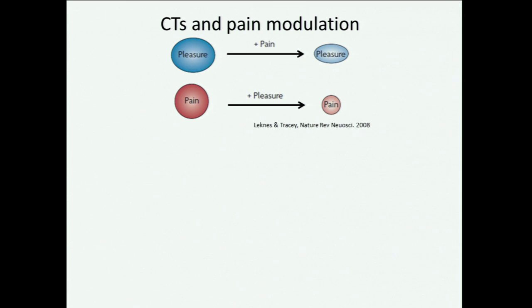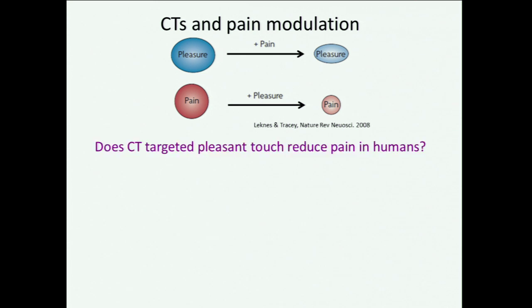Now I'm going to move on and talk about how CT afferents can reduce pain sensations. We were inspired by a review paper from Siri Leknes and Irene Tracey, where they pointed out that if you're in a pleasant state and add pain, you will feel less pleasure. But if you're in a pain state and add pleasure, you will feel less pain. So this was what we were working around.